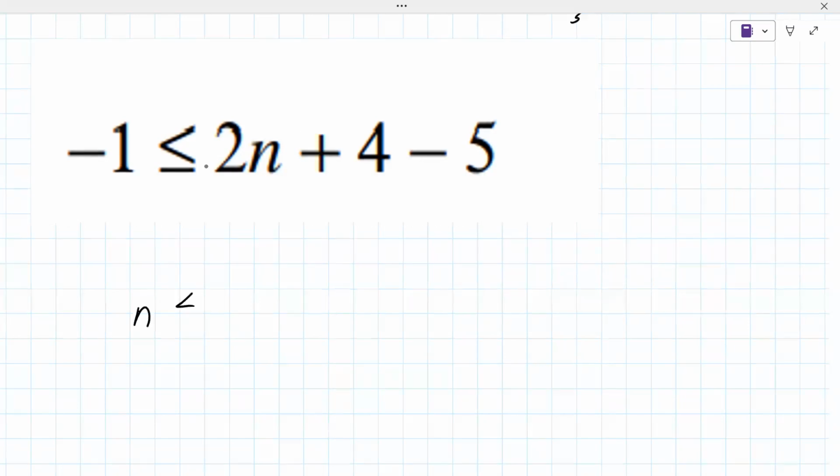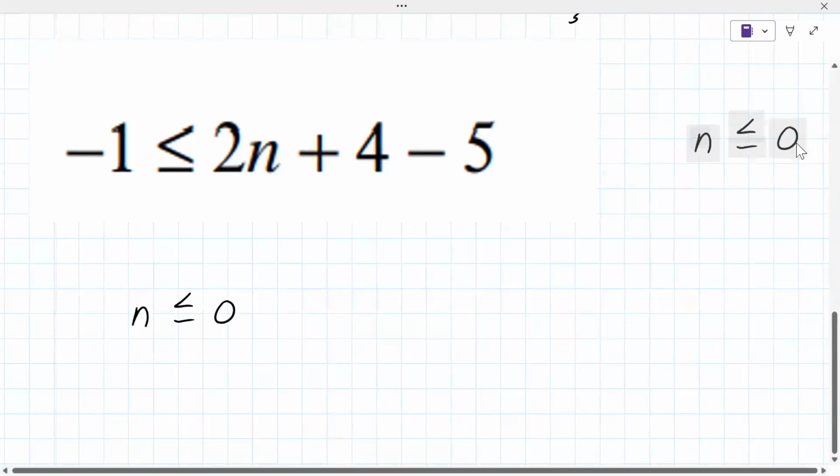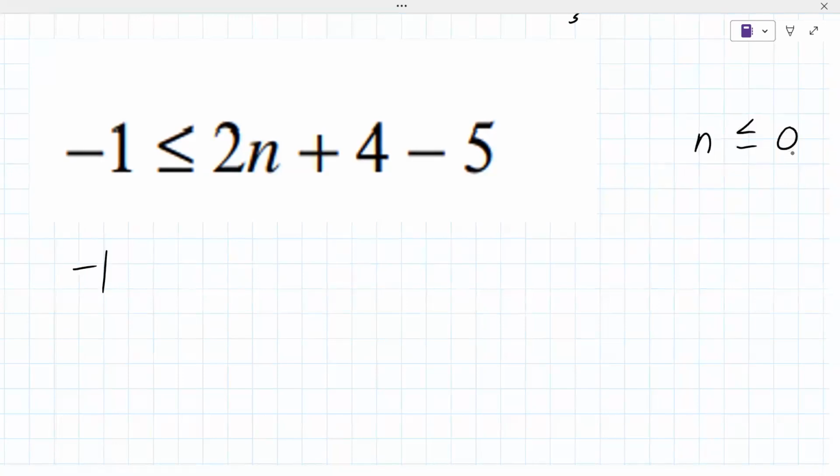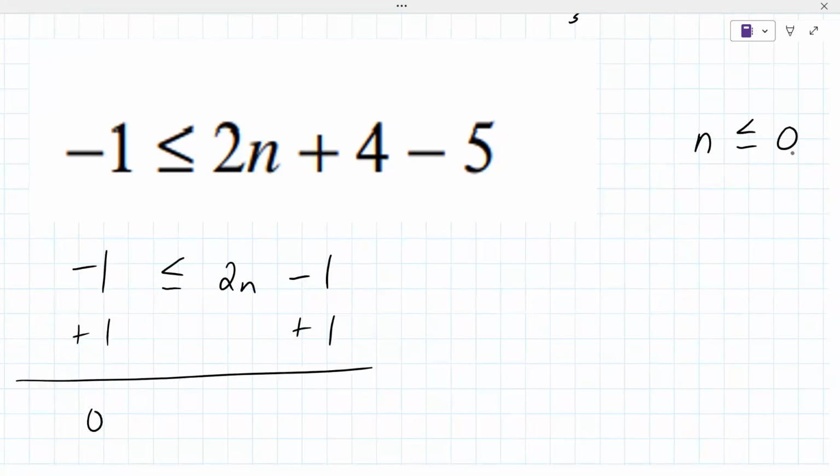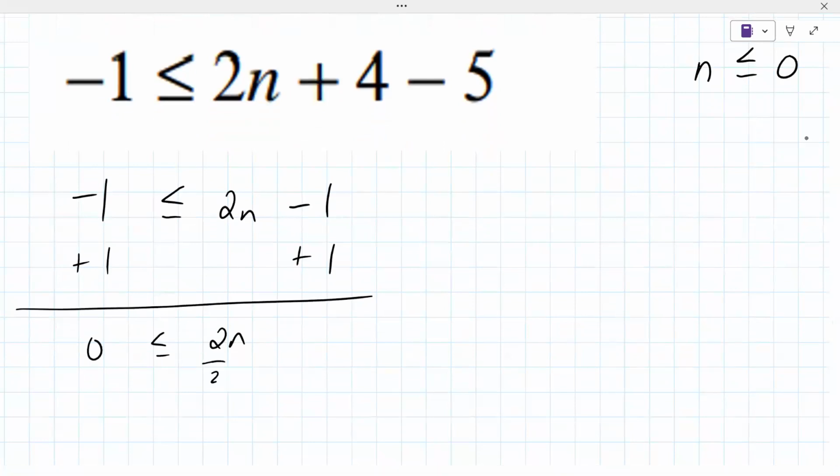So is this your final answer like that? Yep. Okay, let's take a look here. This one, like I said, had a couple of things in it. -1 less than or equal to 2n - 1. So you would add 1 to both sides: 0 less than or equal to 2n. You would divide by 2, and you still have 0 on the left.